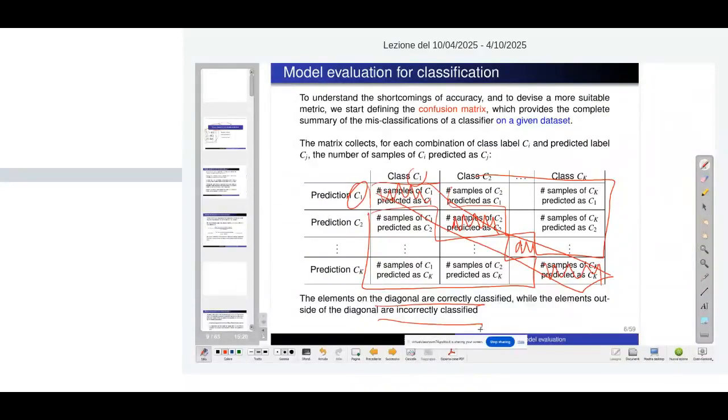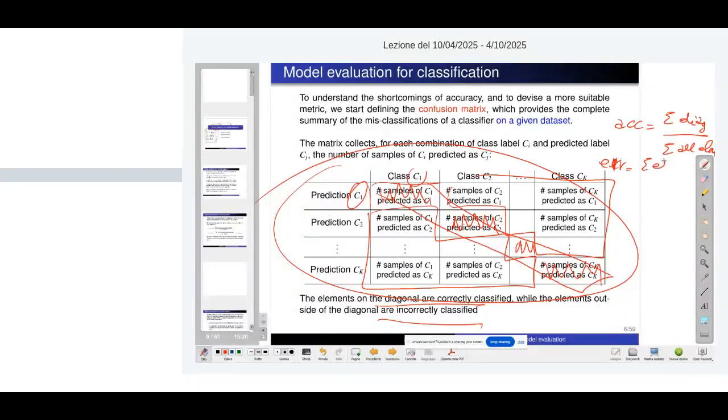So we already see that the error rate can be computed from this. Let's start with the accuracy, and then we will move to error rate. The accuracy is the sum of the elements on the diagonal divided by the sum of all the elements. Elements on the diagonal are the correct ones, the others are all. And the error rate is the sum of the elements outside of the diagonal divided by the sum of all the elements of this matrix. Remember that the sum of the elements of this matrix is exactly the number of samples in my dataset. Here I have all the combinations that a sample can belong to.